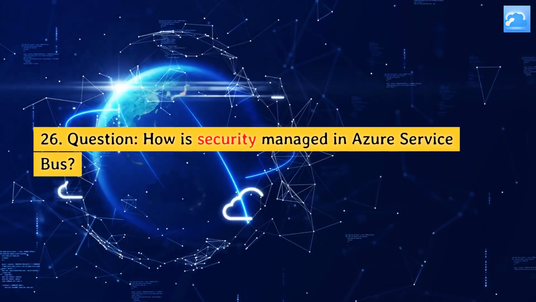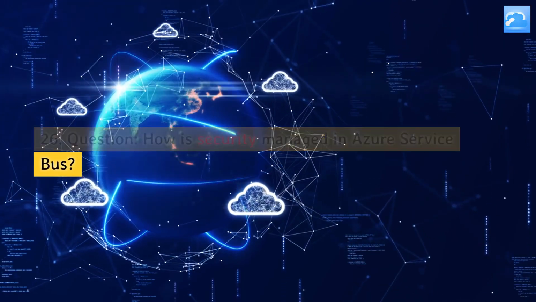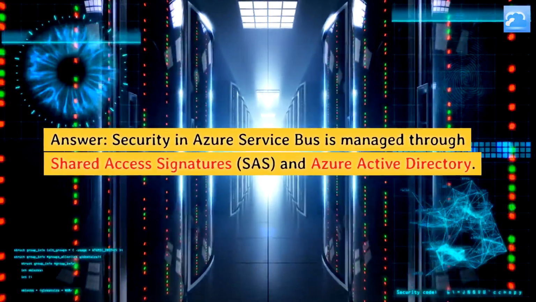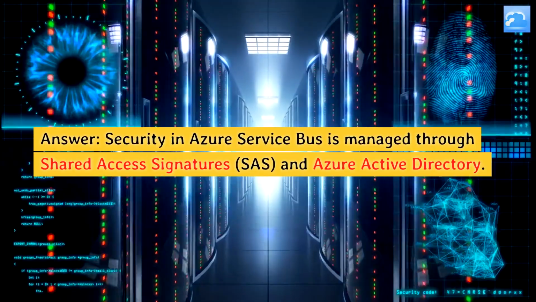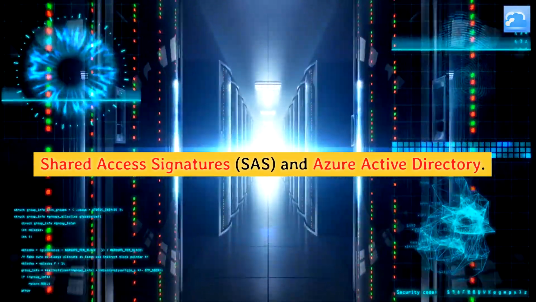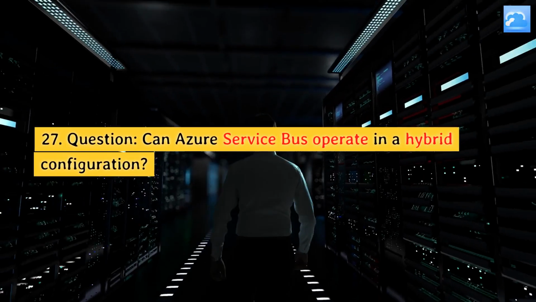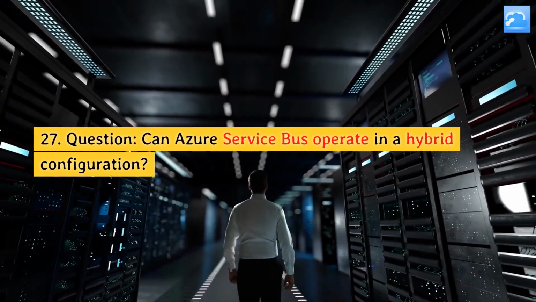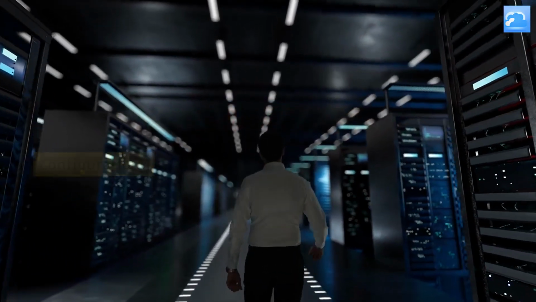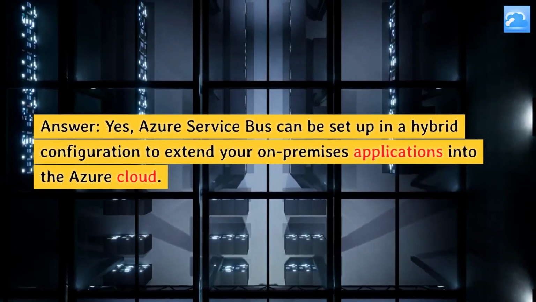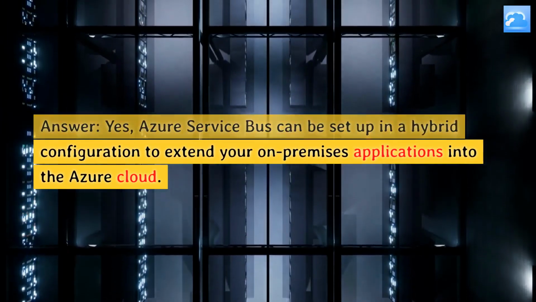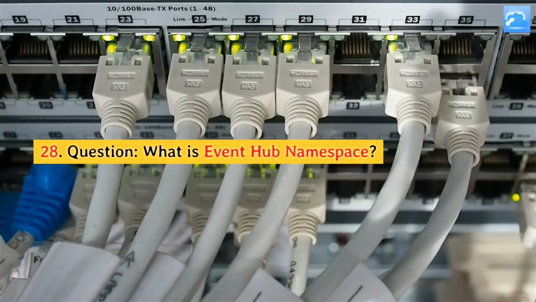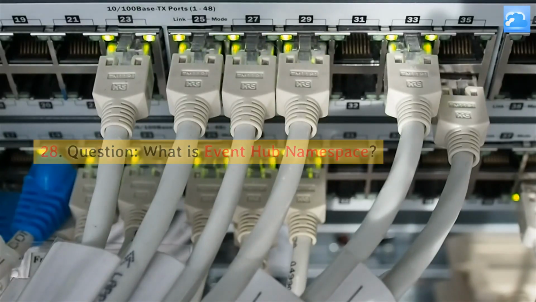26. Question: how is security managed in Azure Service Bus? Answer: security in Azure Service Bus is managed through Shared Access Signatures (SAS) and Azure Active Directory. 27. Question: can Azure Service Bus operate in a hybrid configuration? Answer: yes. Azure Service Bus can be set up in a hybrid configuration to extend your on-premises applications into the Azure cloud. 28. Question: what is Event Hub namespace?